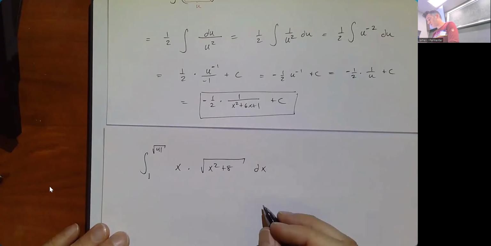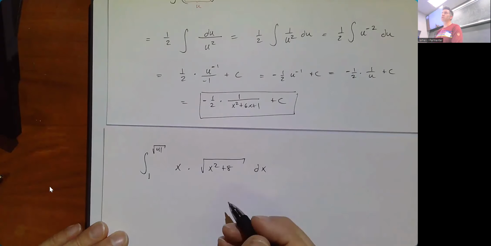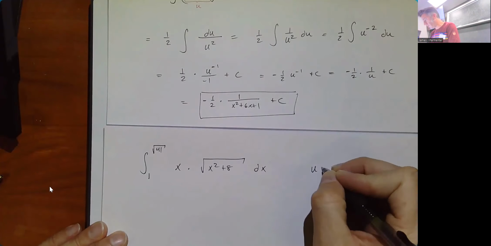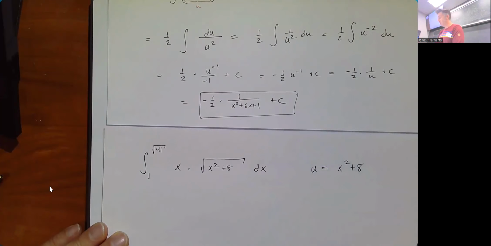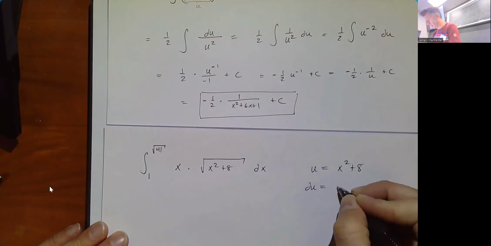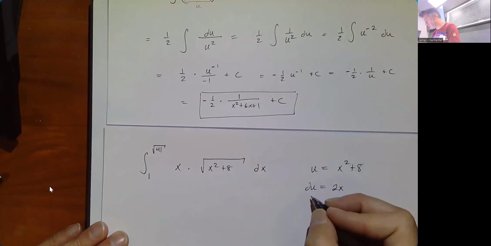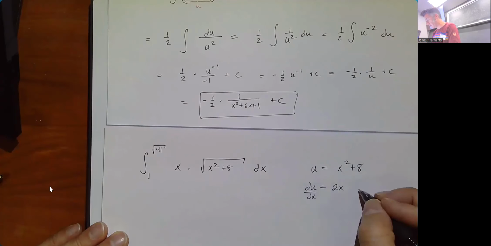Okay, so u-substitution. There's a good choice for you. It's x squared plus 8. Again, it's the thing stuck in another function. It's the thing whose derivative is practically there. du dx is equal to 2x. So 1/2 times du is equal to x dx.